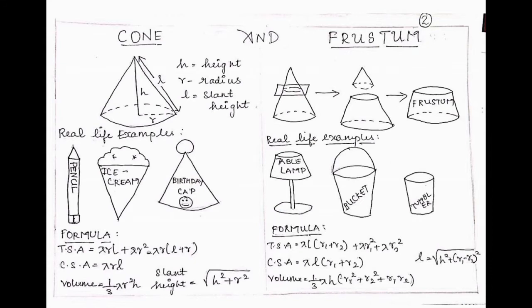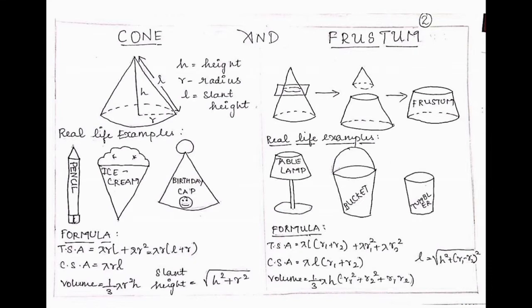So the formula for frustum of cone is total surface area is equal to pi L into (R1 plus R2). Here R1 and R2 represent the radius. In the frustum we have two radii, one is the top radius and the other is the bottom radius. So total surface area is equal to pi L into (R1 plus R2) plus pi R1 square plus pi R2 square.